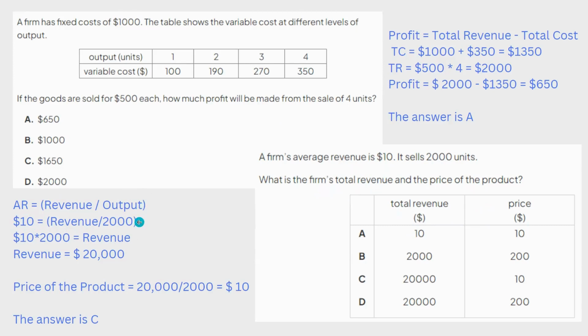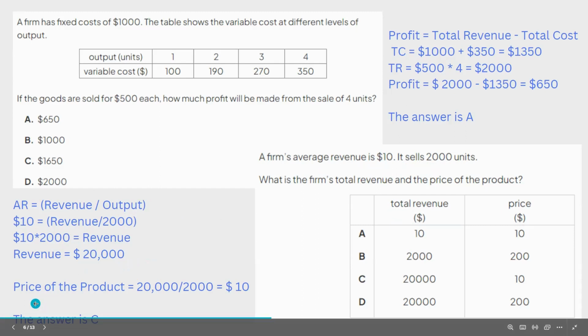So we just put in the formulas like we do in finance. Instead of AR, we put $10. We don't have revenue, so we keep it as it is. For output, we have 2,000 units. We just put it here. We do simple maths and we get the revenue of $20,000. We didn't have per unit price to calculate the total revenue. Otherwise, we would have done the price of the product into 2,000 units. Since we didn't have that, and instead they gave us the average revenue, that's why we are using this formula to get the answer. So we got the total revenue of $20,000.